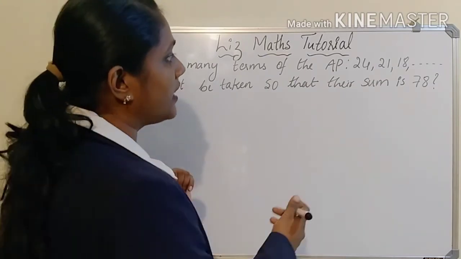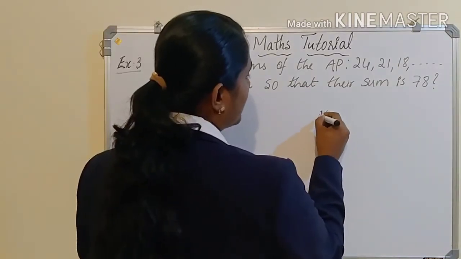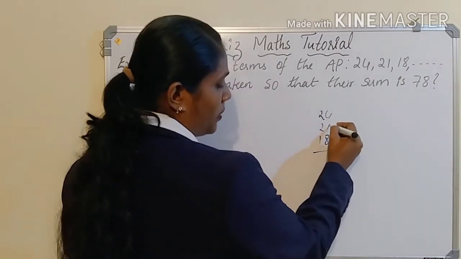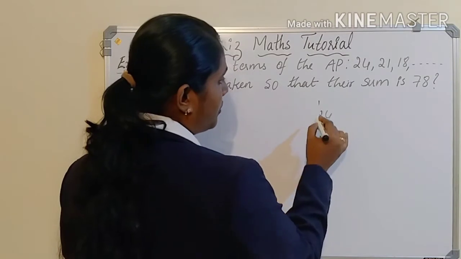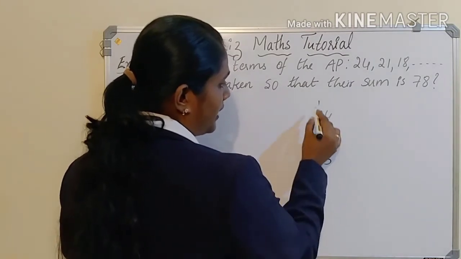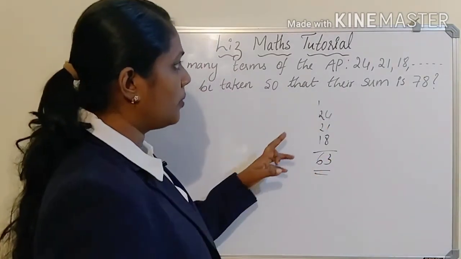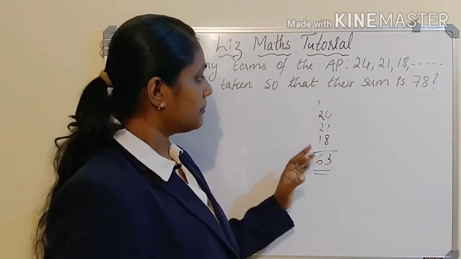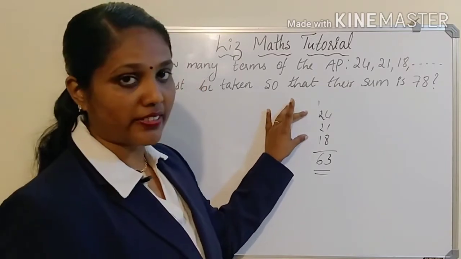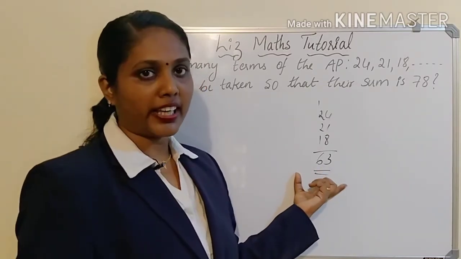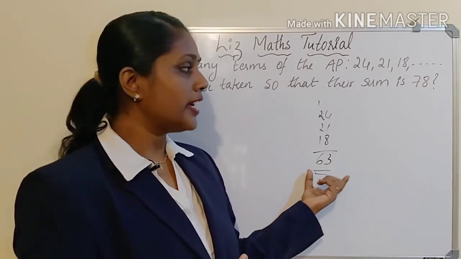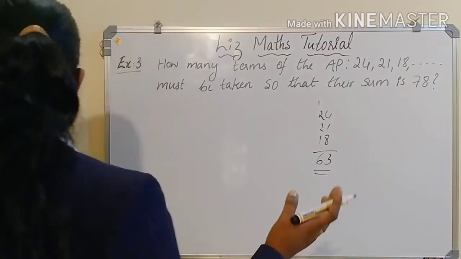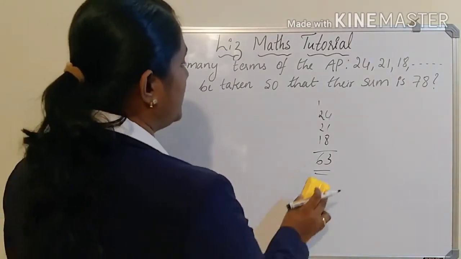So when we are adding the terms here, 24, 21, 18, you are getting only 63. What the terms which they have given, when you are adding, you are getting only 63. But how many terms we have here? 3 terms have been taken. Similarly, how many terms we have to take and add to get the 78? That is the question. So hope you understood. Now move on to this solution.